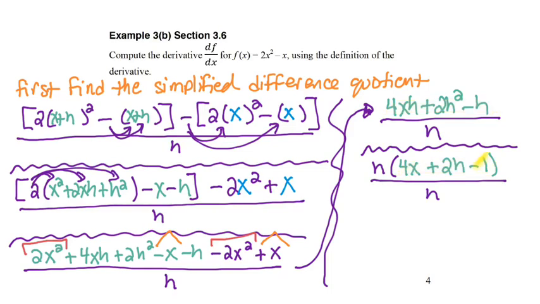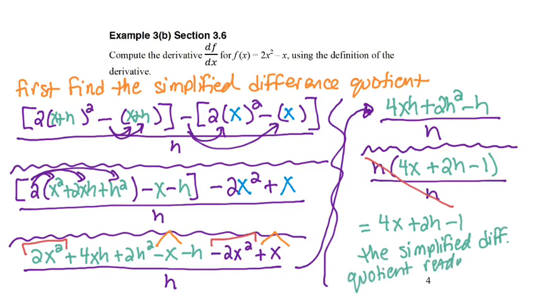A lot of people miss this minus 1 on the end, but if I distribute it back, h times minus h gives me the minus h from the original equation. And now I can cancel h's, and so I'm left with 4x plus 2h minus 1, and this is the simplified difference quotient that's ready to have the limit taken of this.